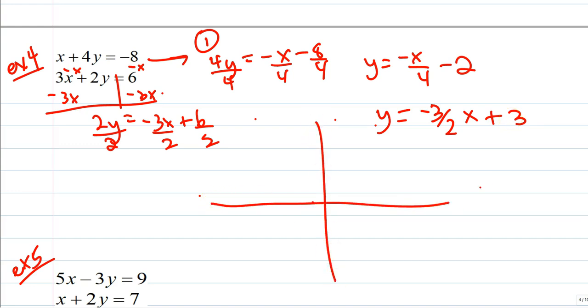First equation has a y-intercept of negative 2 and a slope of down 1 and to the right, 4. Approximately looking something like this. I'm not being very exact at this point. The second one has a y-intercept of 3 and a slope of down 3 over 2.